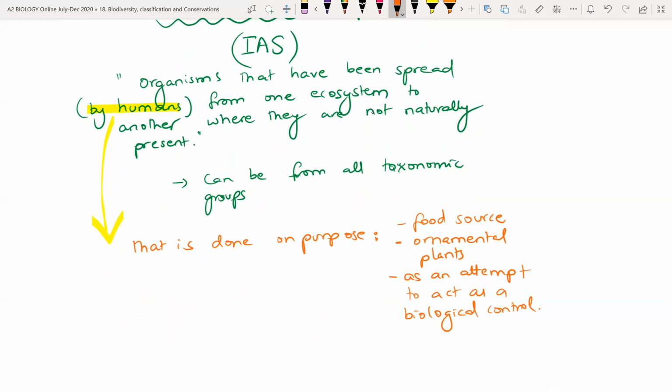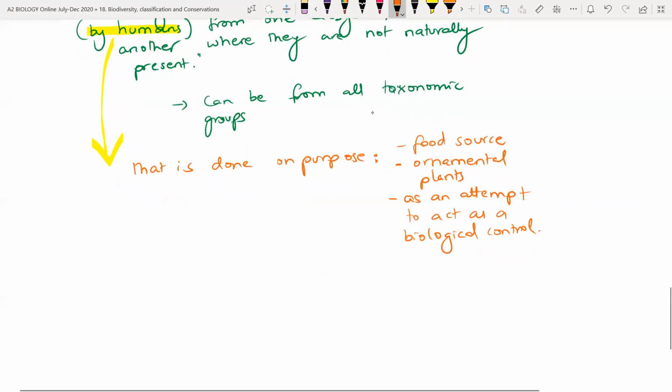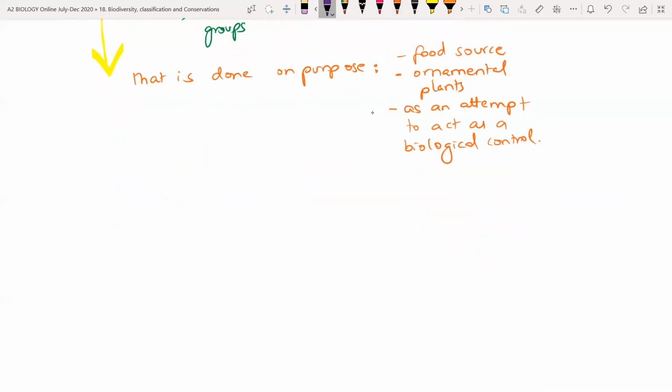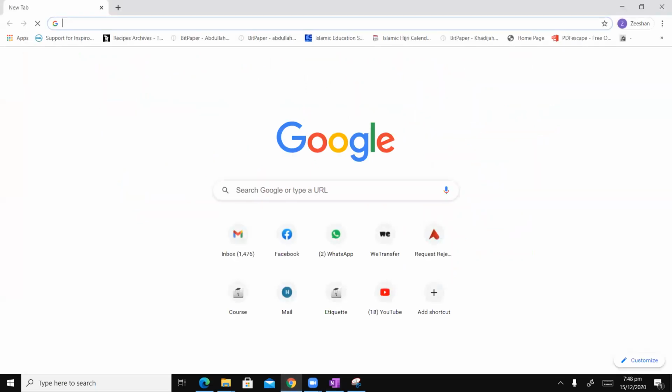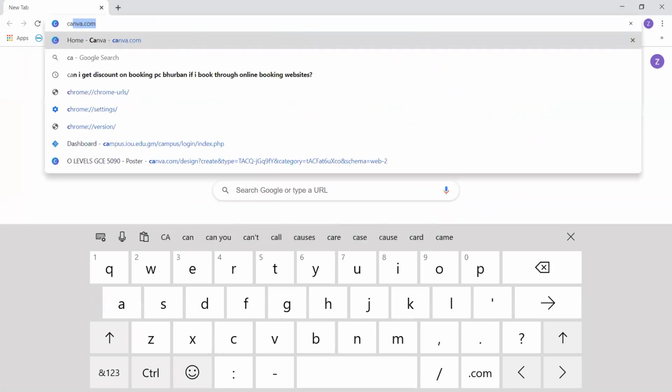And of course, once this is done, that basically destroys. और मैं आपको इसकी कुछ examples हैं जो कि आपने याद रखनी है. I will give you some examples that will be easy for you to remember. So a classical example that you should remember is cane toads. मैं आपको इसकी पिक्चर भी देता हूँ साथ ताकि आपको जरा याद रखने में आसानी रहे. Cane toads invasive species.